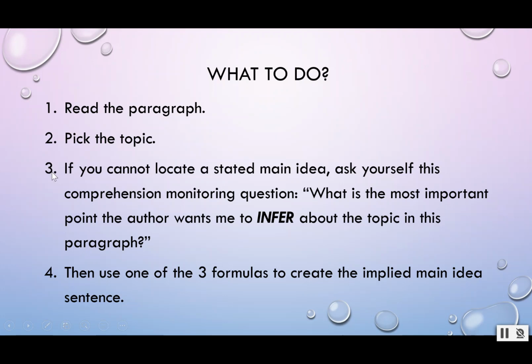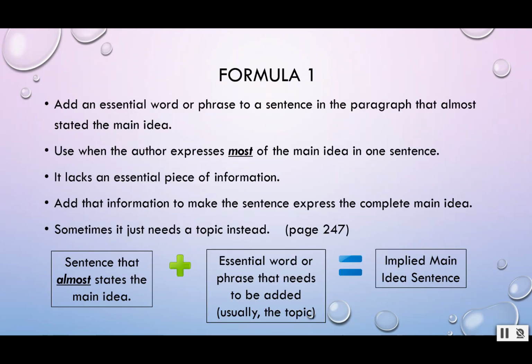And then 3, if you can't find a stated main idea, if you can't find one sentence that is your stated main idea, you need to ask yourself the comprehension monitoring question. What is the most important point the author wants me to infer about the topic in this paragraph? And then there's 3 formulas you're going to use to help create the implied main idea sentence.